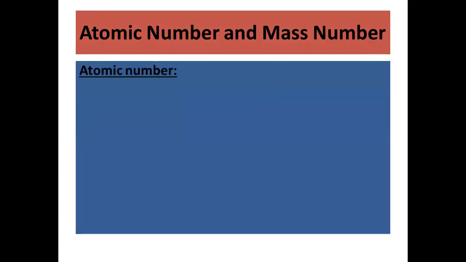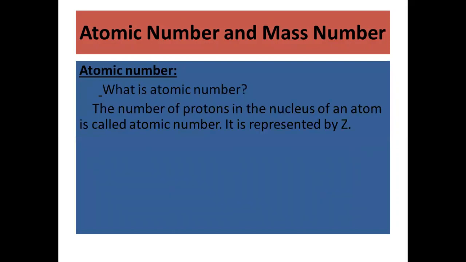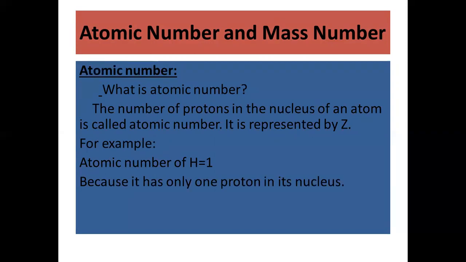Atomic number. What is atomic number? The number of protons present in the nucleus of an atom is called atomic number. The number of protons present in the nucleus is called atomic number, and it is represented by capital Z. Atomic number of hydrogen is 1 because it has only one proton in its nucleus.